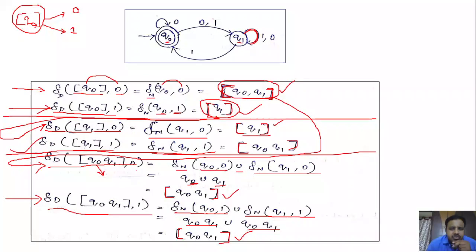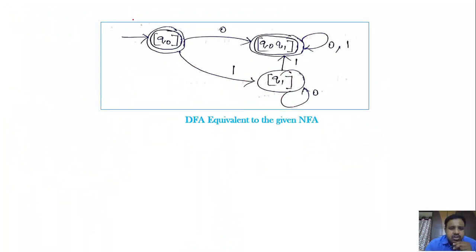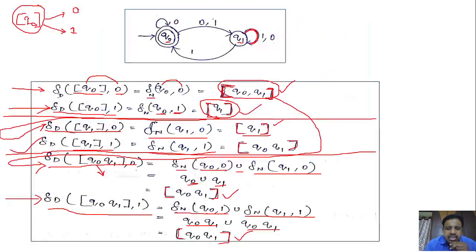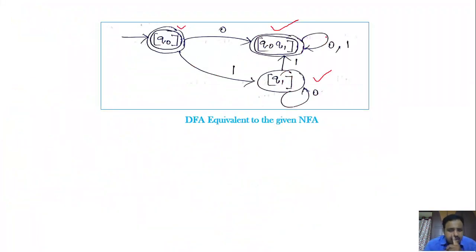So what are the states that you got here? One is Q0, another one is Q1, and another one is Q0, Q1. So three states that we got here totally. So write down those states Q0, Q1, and Q0, Q1, right? So by seeing these transition functions, apply the transitions here. So you will get this diagram.